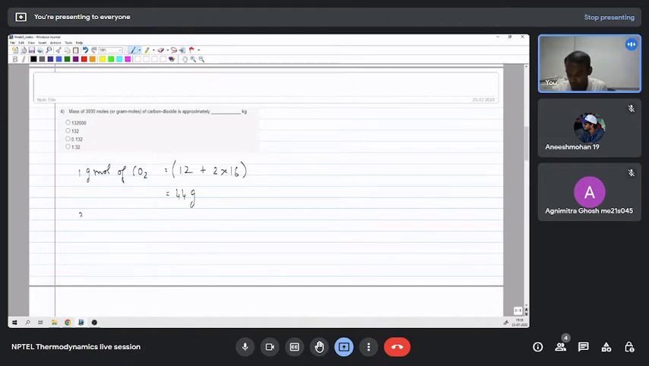Now we have 3000 moles, which will weigh 3000 into 44 gram. So otherwise it is 3 into 44 kg. This is 132 kg. So we have it as the second option.